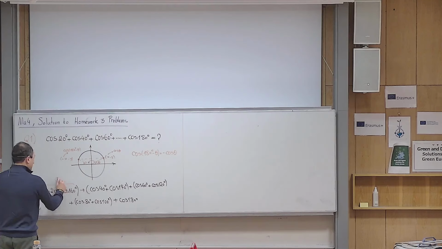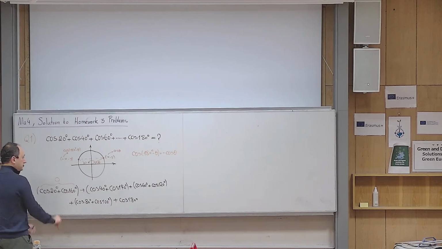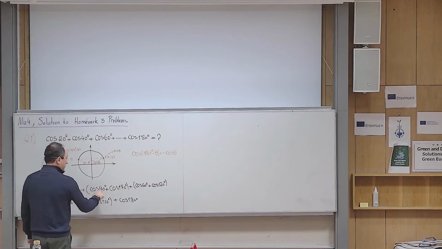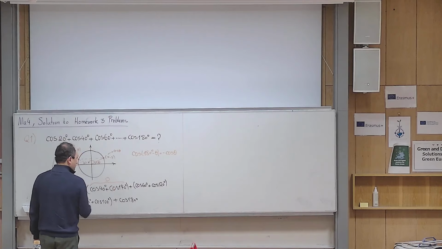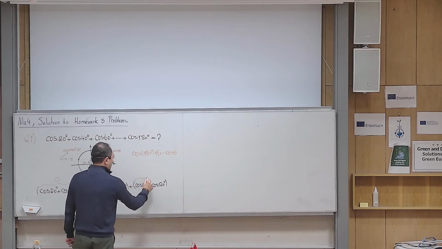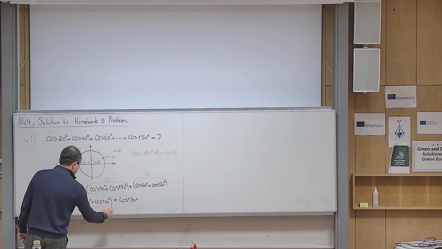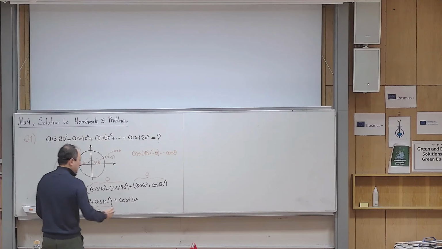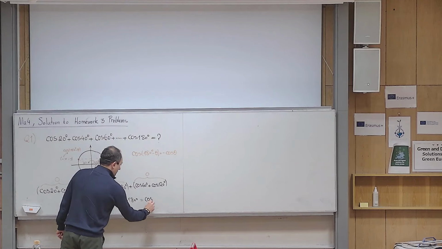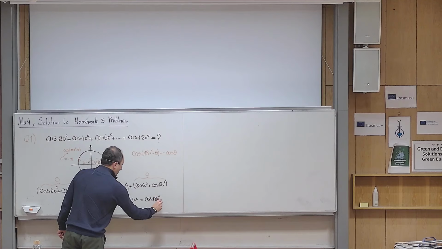So this sum is 0 because they are supplementary, they are opposite. 40 degrees and 140 degrees are also supplementary, they are opposite. That one is 0. The same story here, that is also 0, and that is also 0. So what is left for me is just cosine of 180 degrees, but I want to calculate this because that is very simple.